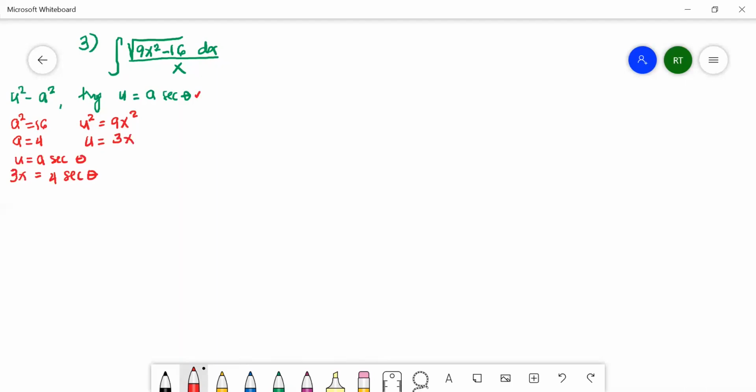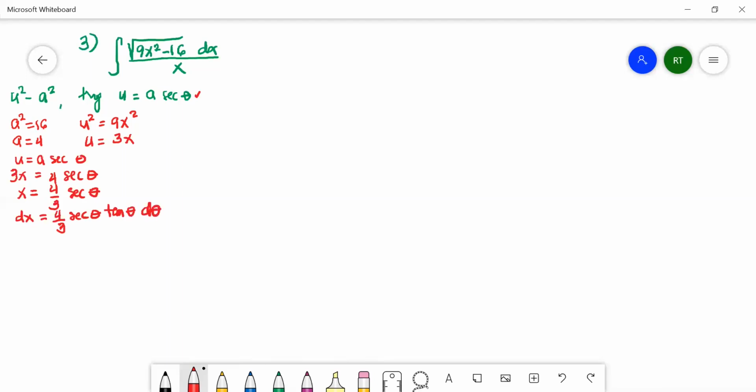We need also the substitution for x and the differential of x. So we solve for x by dividing both sides of the equation by 3, so that x is equal to 4 over 3 secant of theta. And since we need the differential of x, we get the differential of both sides. We have dx on the left member, and on the right member, we have the differential of secant of theta, which is secant of theta tangent of theta d theta. So we will have 4 over 3 secant of theta times tangent of theta d theta.